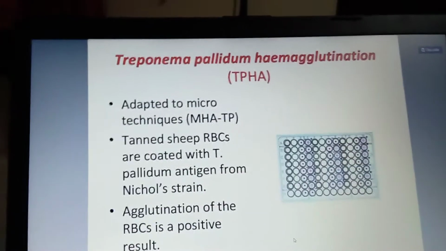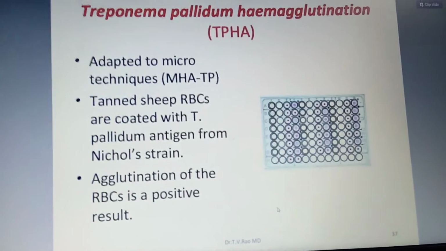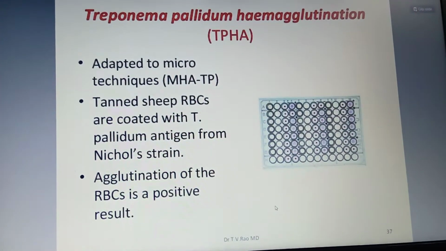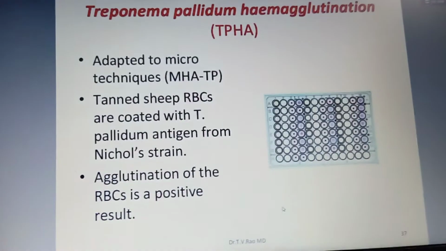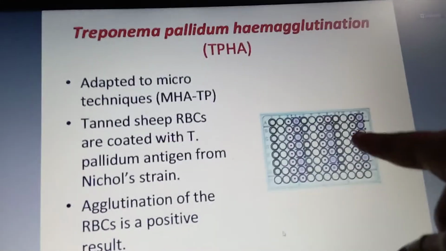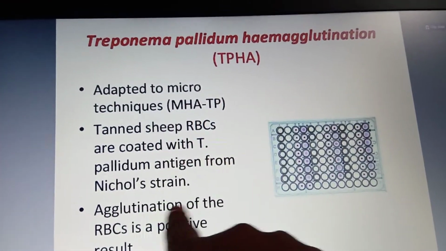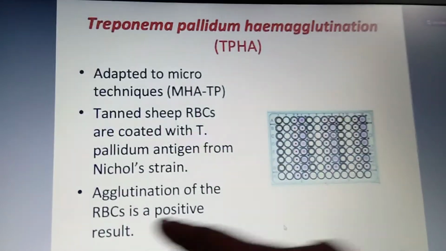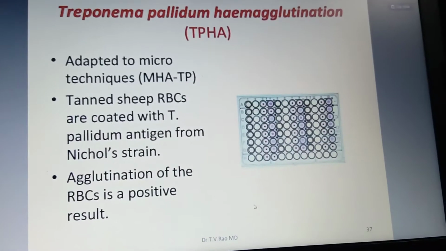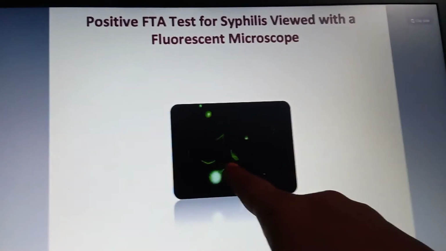Okay, and Treponema pallidum hemagglutination, agglutination means what? Whatever blood samples we have, agglutination means the blood will be splitting out, breaking of samples, so that you are going to process. In this agglutination test they are going to use the Nichols strain. So there is agglutination of the RBCs, our blood cells, so it will break down, and that results in a positive result. So that is Treponema pallidum hemagglutination. It looks like this.